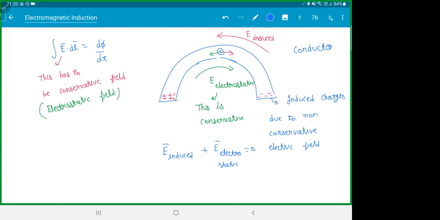So what is the complete story? So listen. If you have a time varying field, I'll explain this. You didn't understand. Let me explain again. We have a time varying magnetic field. This created an induced electric field, which is non-conservative.